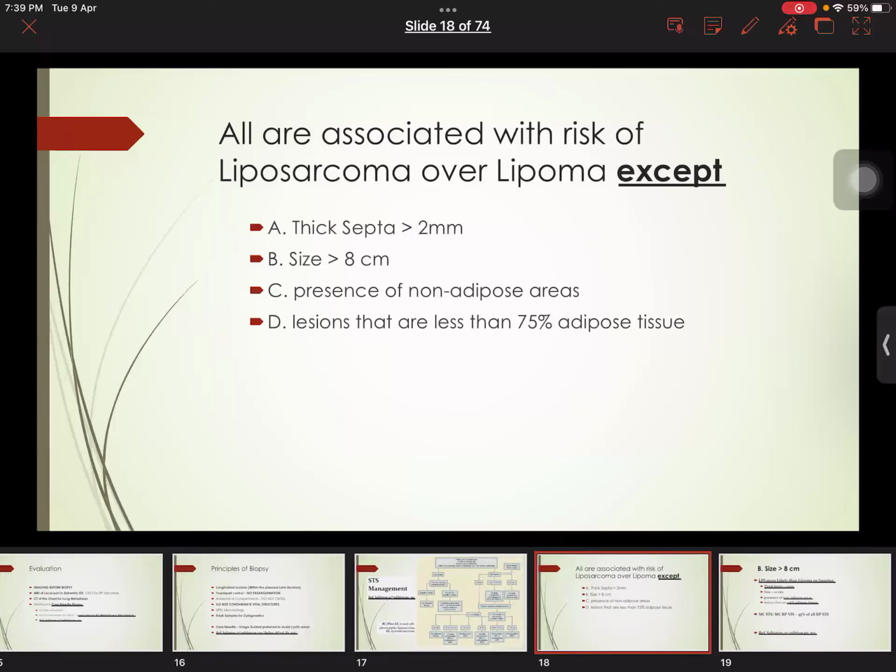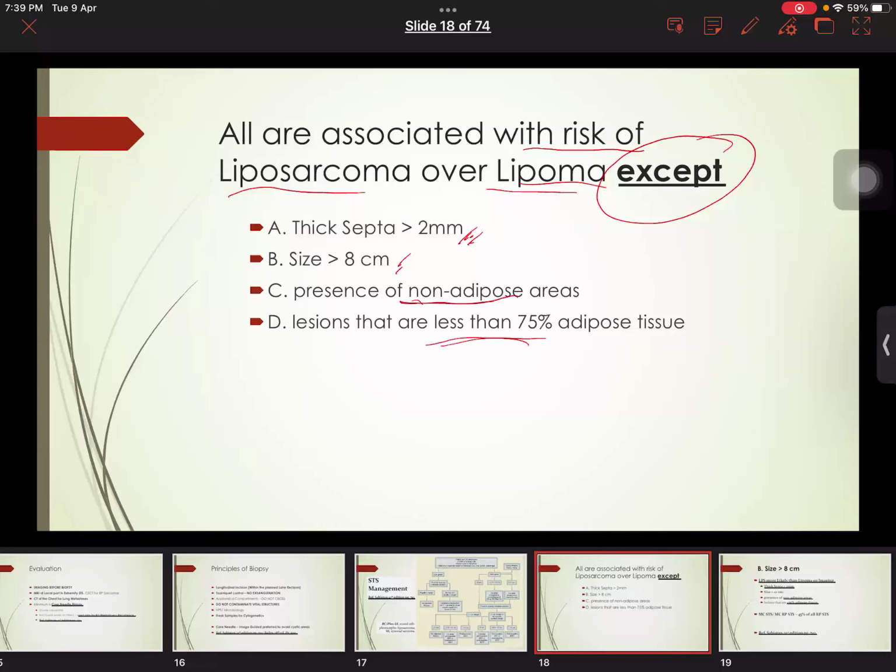Now, when you think about lipoma versus liposarcoma, we are going into specific sarcomas here. On imaging, there will be some features more suggestive of the risk of liposarcoma as compared to a lipoma. So which feature does not support a liposarcoma? The options: thick septa more than 2 millimeter, size more than 8 centimeter, presence of non-adipose areas, less than 75% adipose tissue. Which of these is not associated?